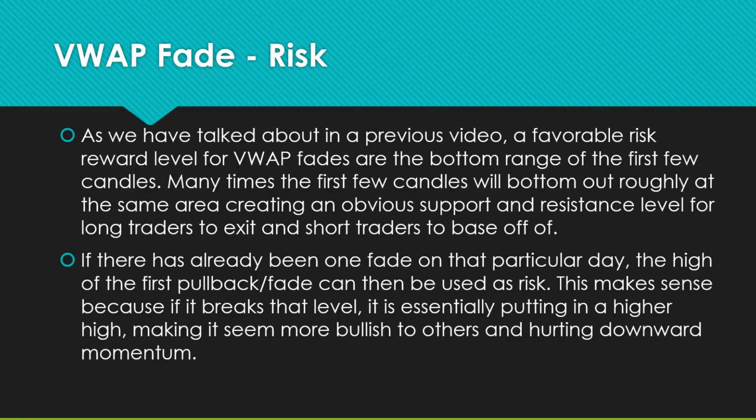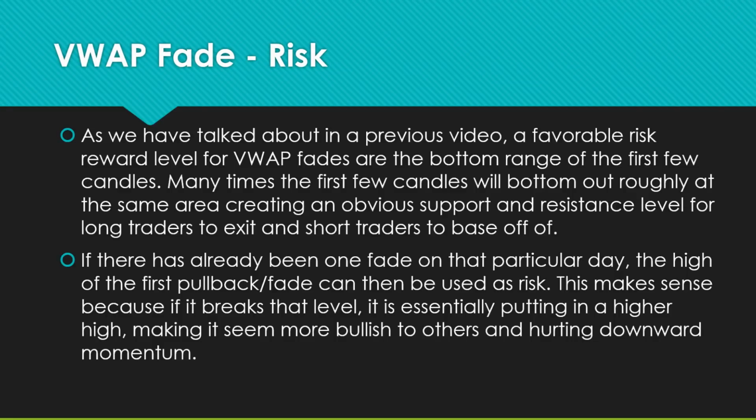Another way to approach this, if there has already been one fade on that particular day, the high of the first pullback or fade can then be used as risk. So the high of a previous pullback or fade can be used as risk as well, and that seems to work fairly well in my opinion too. This makes sense because if it breaks that level, it's essentially putting in a higher high, making it seem more bullish to others and hurting the downward momentum.